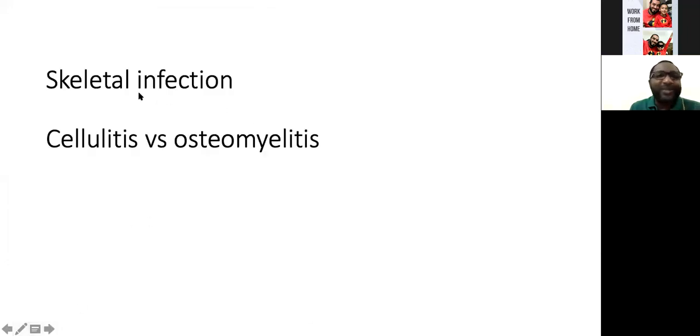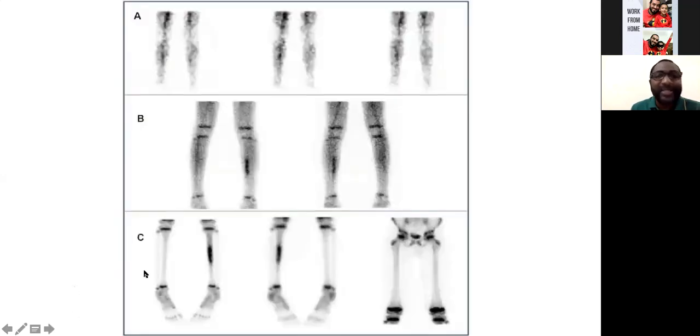Now, this takes me to the next portion of the imaging modality. The indication for bone scan is in skeletal infection, and the most important clinical indication really is to differentiate, like I said earlier on, between cellulitis and osteomyelitis, because we know the difference. The treatment options are not the same. We do a 3-phase bone scan in patients with suspected cellulitis or osteomyelitis. So this is a flow phase. This is the tissue phase, and this is the bone phase.